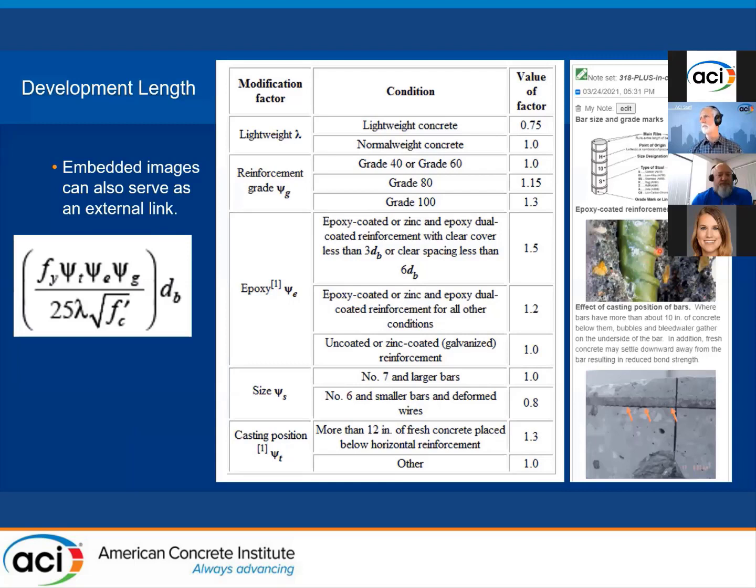So for instance, epoxy coating, what does that look like? Why do I even care about that? What difference does it make? Why is it a longer development length? What are these psi factors? Having images there and a little bit of narrative helps with that. Casting position is another one where you can do your hand waving, but that's a tough one to illustrate with words.